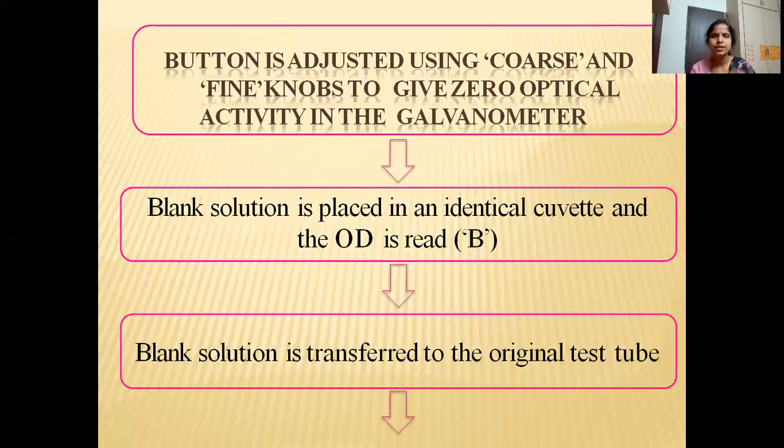After adjusting the instrument, take out that cuvette, remove the distilled water, and fill it with the blank solution now. Blank solution means whatever solvent you are using for the preparation of the sample solution, that you have to select as the blank solution, because that blank solution will also absorb some of the radiation. The blank solution is taken, put again in the instrument, and its OD, that is absorbance, is measured and taken as B. B stands for blank. Now the blank solution is transferred back to the original test tube.